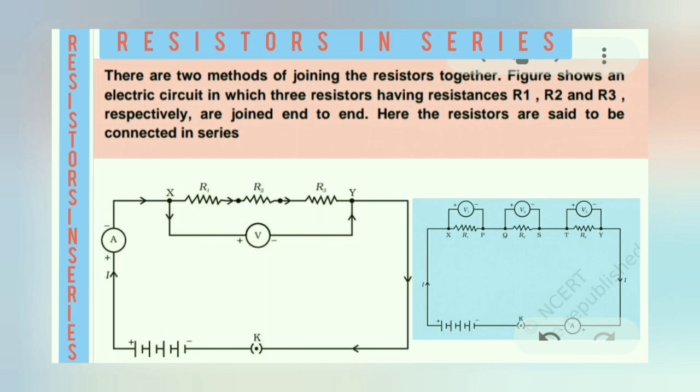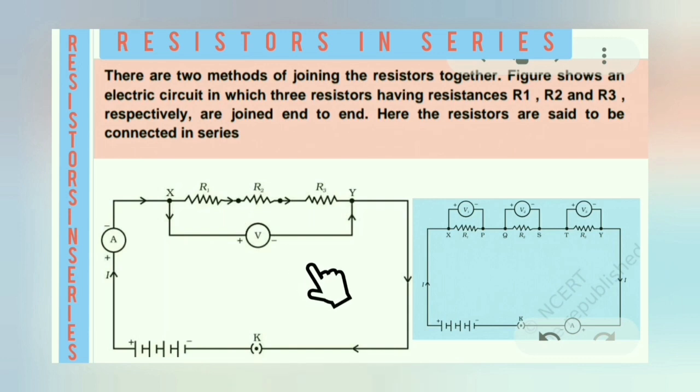There are two methods of joining the resistors together. One is we can connect all the resistors in series, and the other one is we can connect all the resistors in parallel. We will see in detail what is the effective resistance when we connect all the resistors in series and what is the effective resistance when we connect all the resistors in parallel.